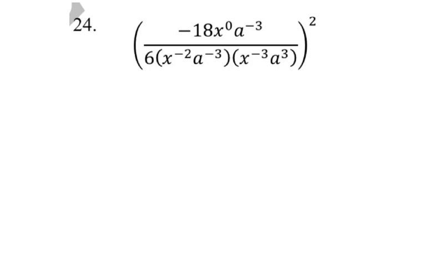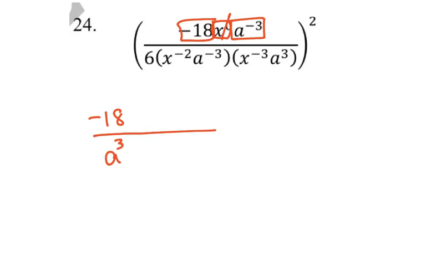The negative 18 does not have any power. It's just negative 18. X to the 0 power, that's 1. I don't need to write anything down for that. A to the negative third power, that's 1 over a to the third. So what I'm going to do is make my fraction bar, and I'm going to put a to the third down there. Okay, so I've addressed everything in the numerator.